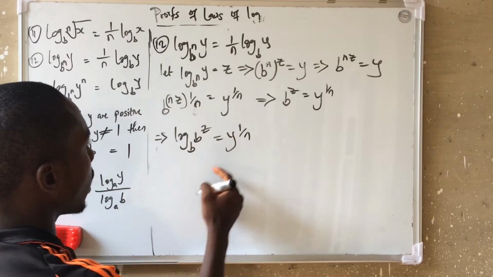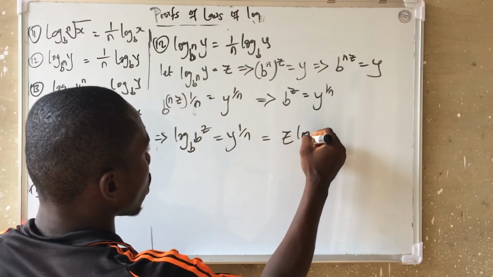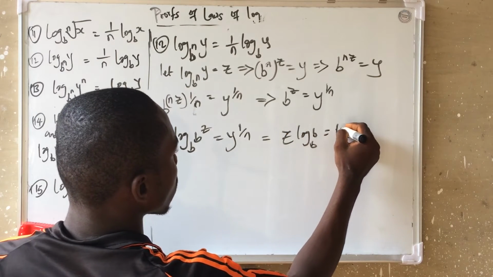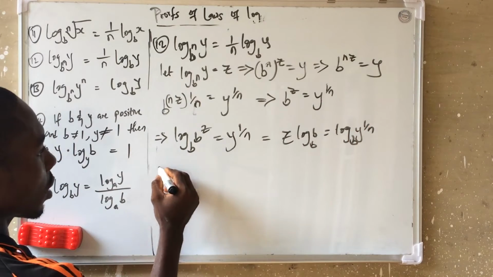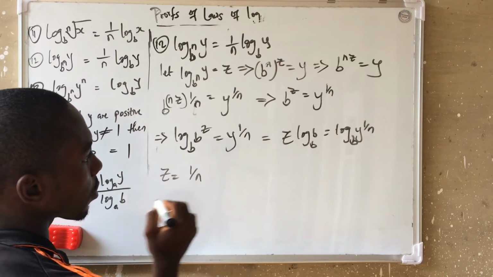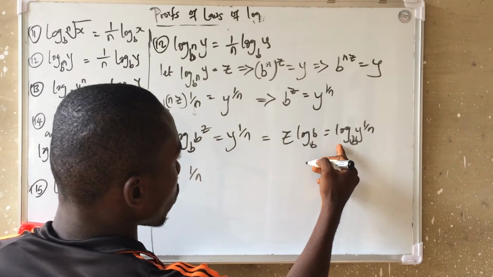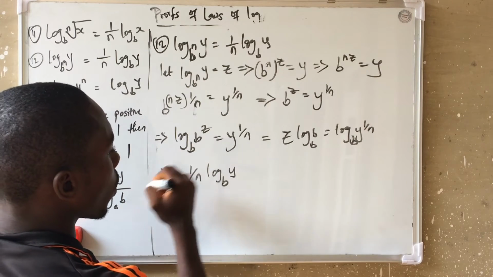Y is 1 over n. Remember, log to the base b of b is what? 1. So log b, b is equal to what? Log b of y is 1 over n. So now that is going to give me that z is equal to what? 1 over n log b y.